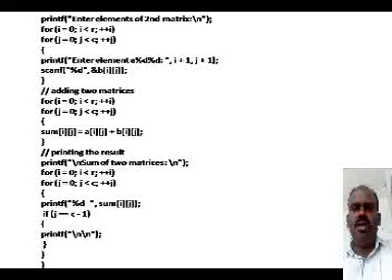For that also, we are using for i equal to 0, i less than r, increment i, j equal to 0, j less than c, increment j. By using this for loop and the printf command, finally we get the sum matrix output.